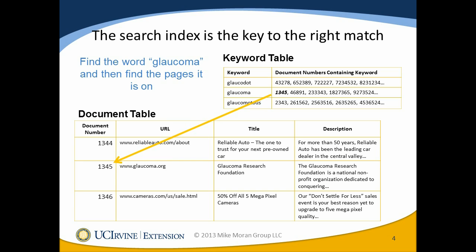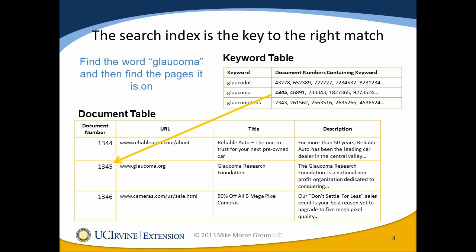So if you look first at the document table, you'll see that there's a document number that's given to every single page or document on the web. And so each document number refers to a specific URL, which has a title, a description, and all of the content would also be here as well. We just don't have room on the slide to show it.